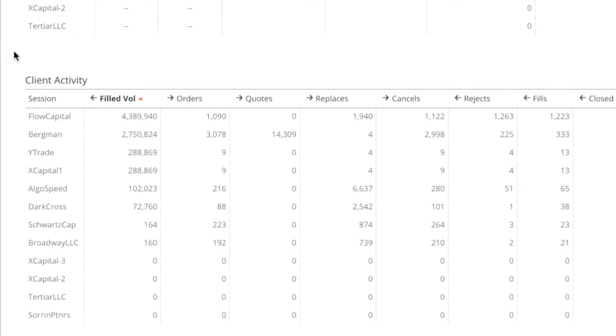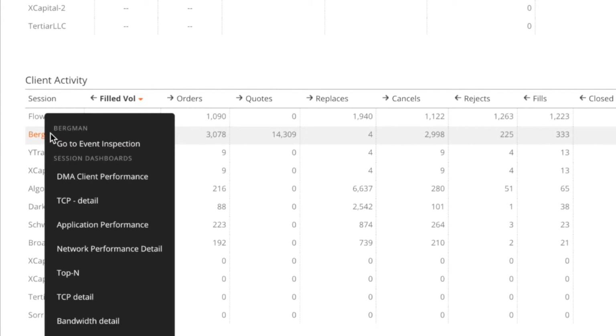Now, suppose I wanted to look at a particular client in more detail. Perhaps I'm their account manager, I'm going to go into a meeting with them, or maybe I'm on the service desk and I'm working through a trouble ticket they've raised. So all I need to do is to click on their name, and I get presented with a few options. Now, we could go into event inspection, where we can see a drill down, a forensic analysis of all their messages. There's some other videos that go into detail on that, so please check those out.